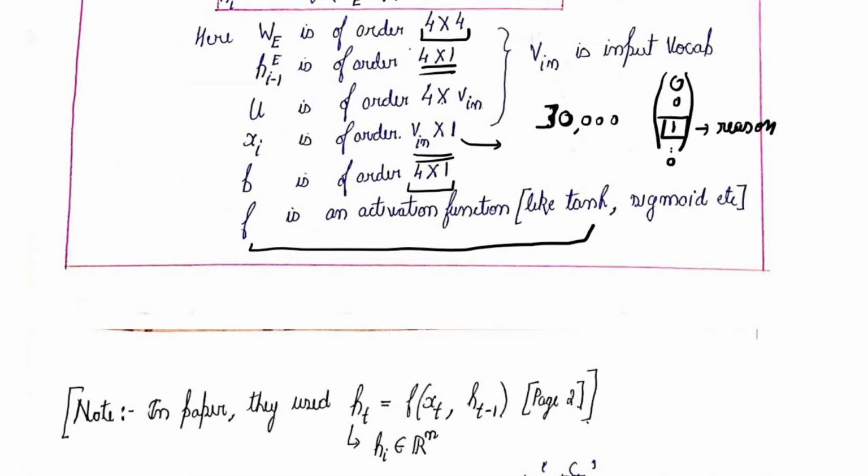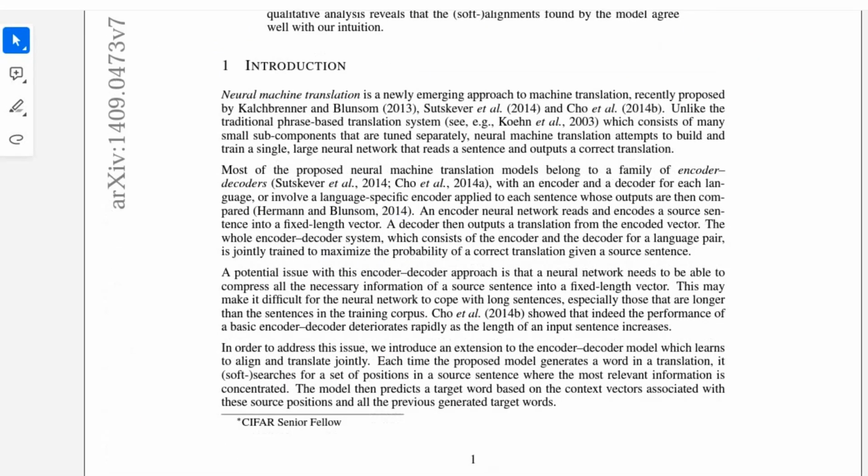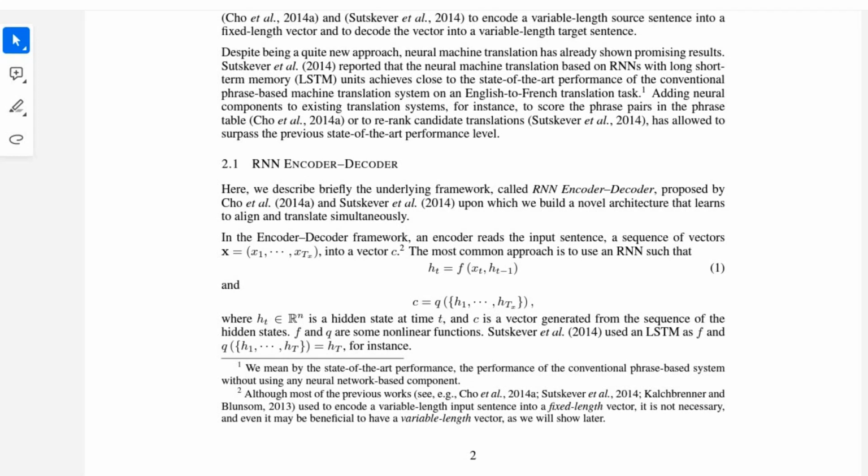Now we will proceed further, but before doing that, we will look into the paper and see whether we are aligned or not. We will go to page 2 of this paper. Ideally, this is what they have done. In the paper, they considered a vector of size x1, x2 to Tx. In our case, Tx is equal to 3. We have x1, x2 and x3. They considered ht, the hidden state which we are trying to find out at the encoder level, as a function of xt, the input coming at time t, and ht minus 1.